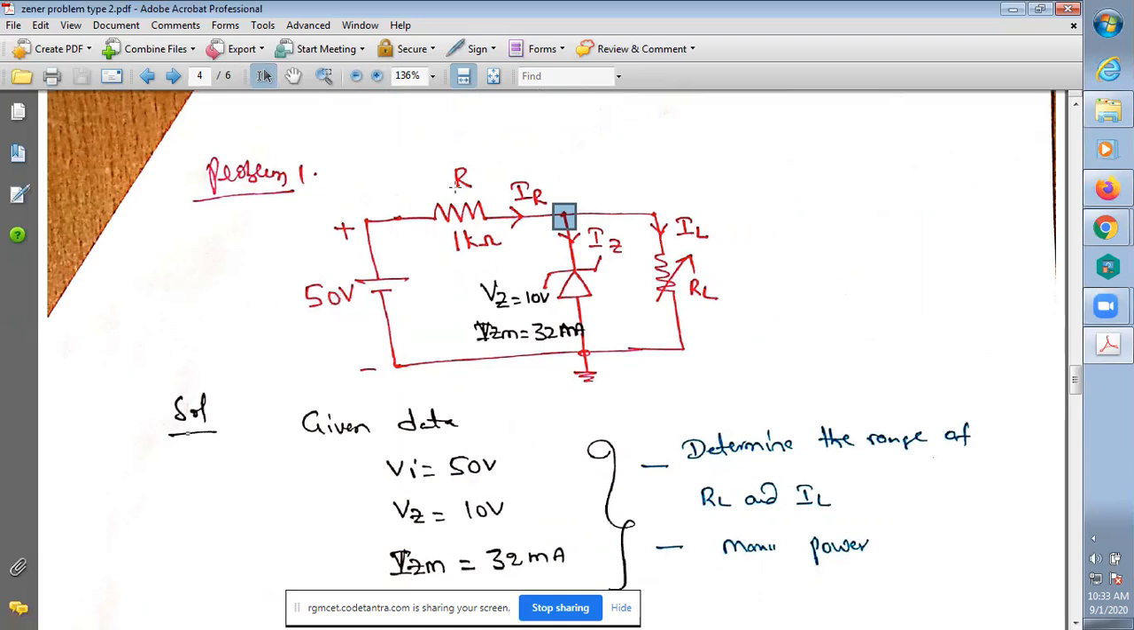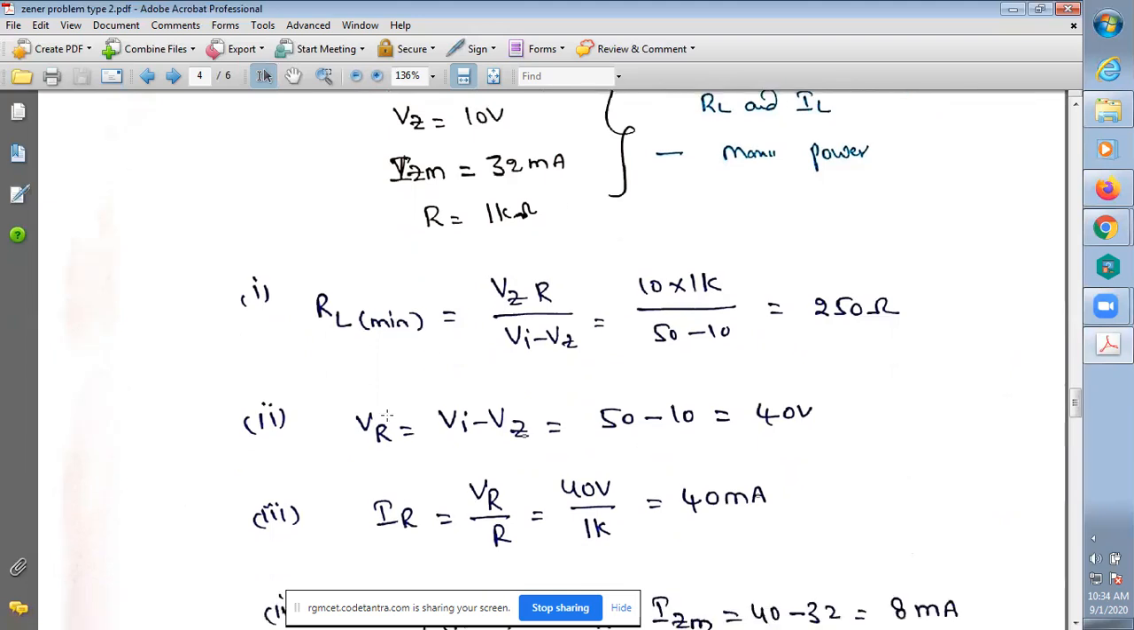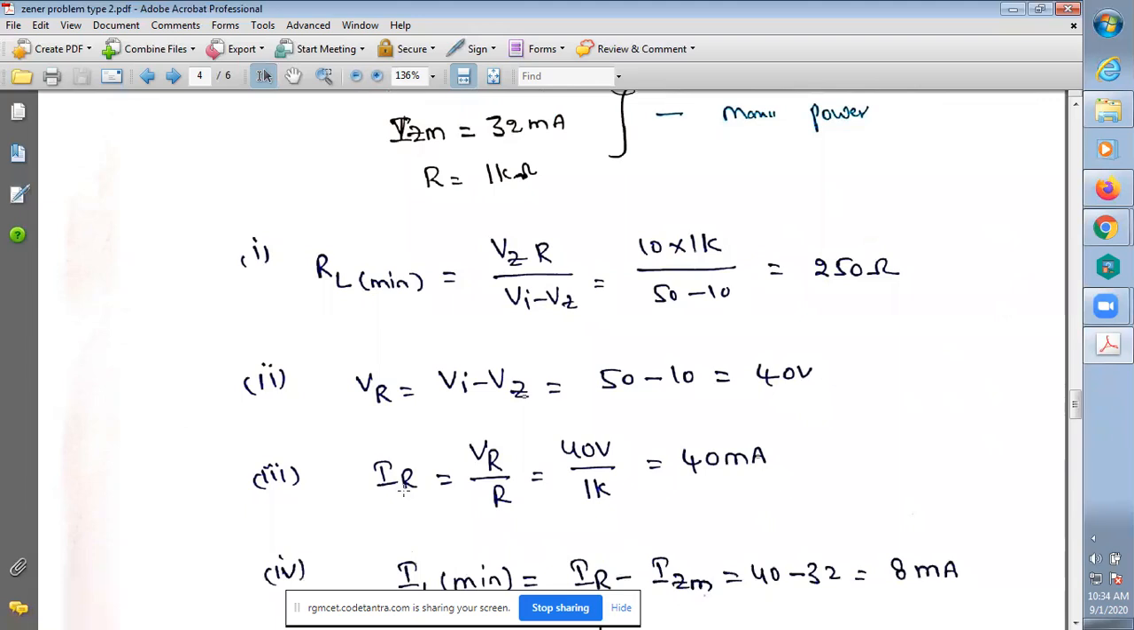What about the voltage across this resistor? The voltage across this resistor is equal to 40 volts simply, right? Second case: VR is equal to Vi minus Vz, that is 50 minus 10, equal to 40 volts. Once we know the VR, then simply calculate the IR. IR is equal to VR by R, that is 40 volts by 1K, equal to 40 milliamperes.